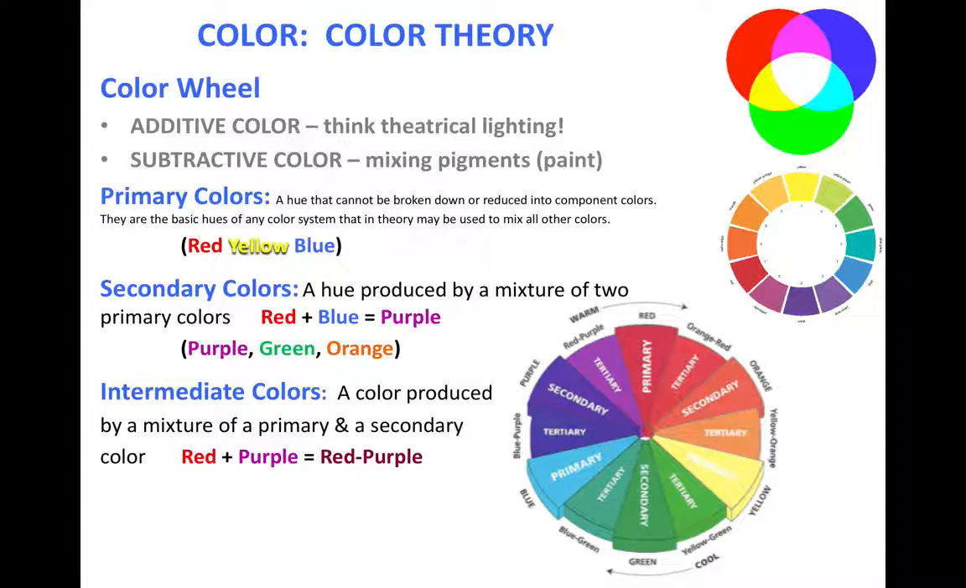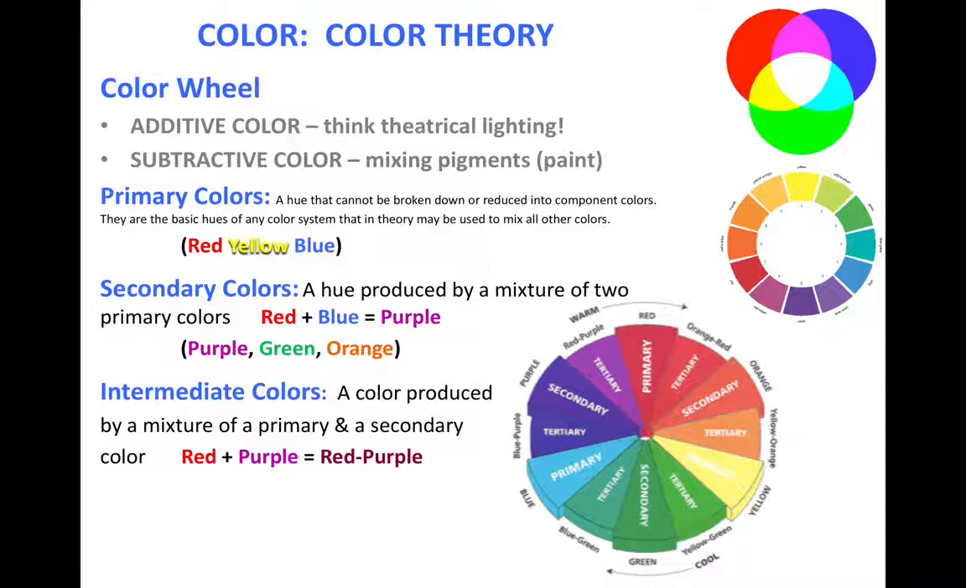Then there are secondary colors, and these are hues produced by a mixture of two primary colors. The example that I give you is red and blue mixed together equals purple, or you could call it violet, but for this instance I'm calling it purple. And then down below we see the three secondary colors: purple, or you can call it violet, green, and orange.